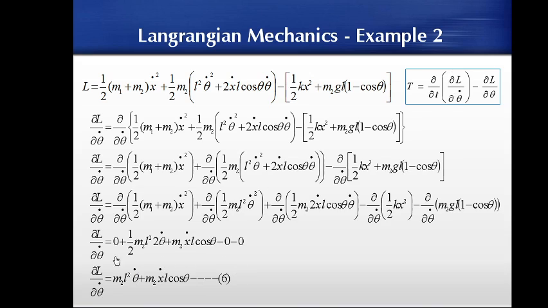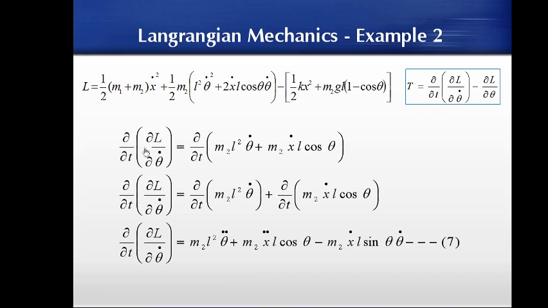Now I need to differentiate this equation number 6 with respect to time. So d/dt of ∂L/∂θ̇ is equal to d/dt of m2 L² θ̇ plus m2 ẋ L cos theta. On expanding, d/dt of m2 L² θ̇ plus d/dt of m2 ẋ L cos theta. So here we will be getting m2 L² into dθ̇/dt, that is d²θ/dt², so that is equal to theta double dot.